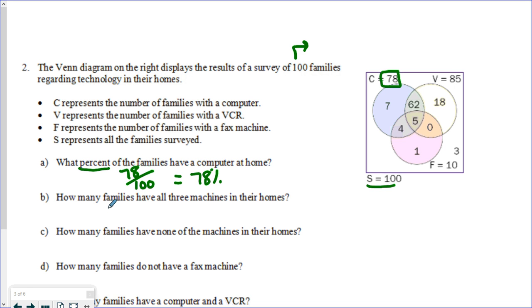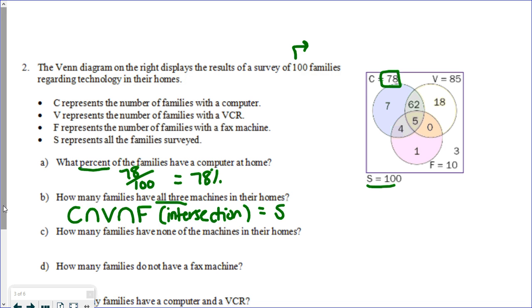How many families have all 3 machines at home? If we wanted to write that out, that would be the intersection of C and V and F. Again, that's the intersection. What's in common with all three? Because it's saying all three machines. So in the intersection, there are 5 families out of the 100 that have all 3 machines in their home.